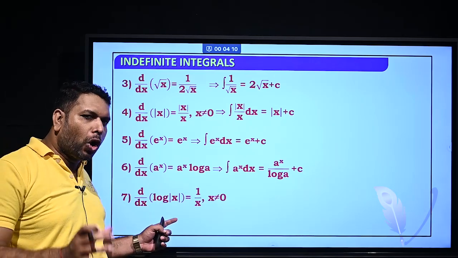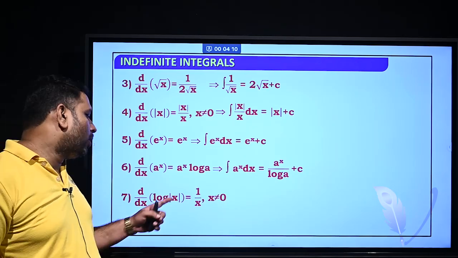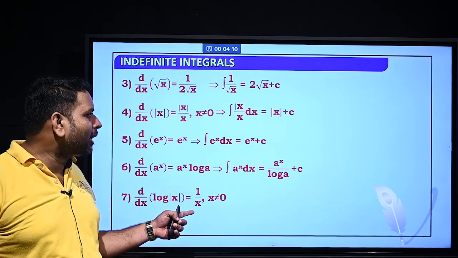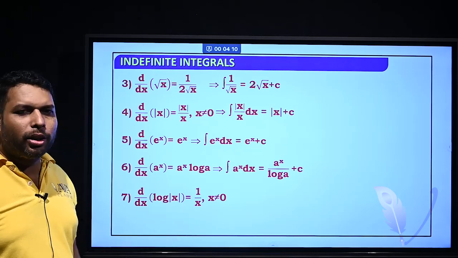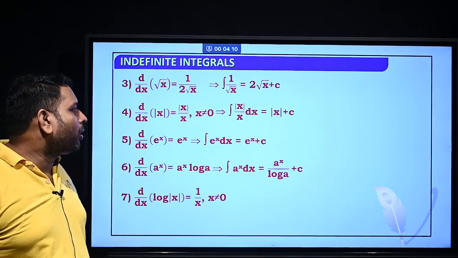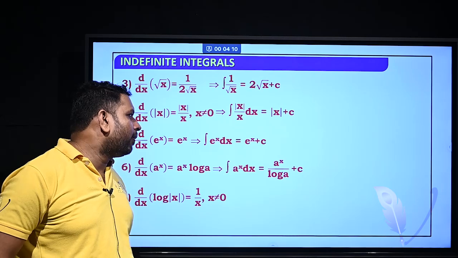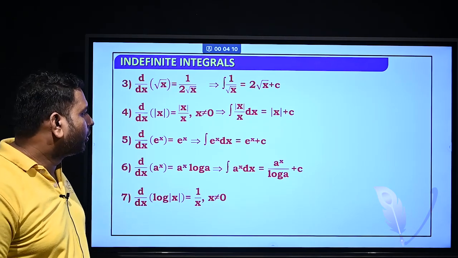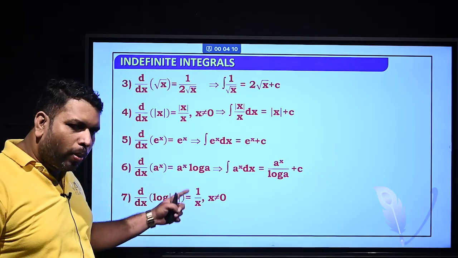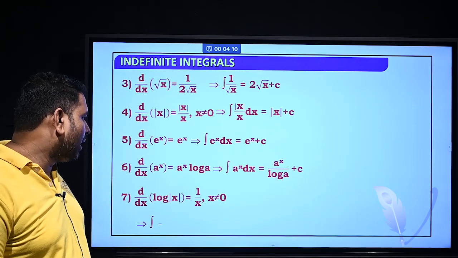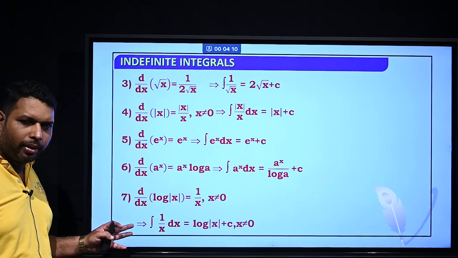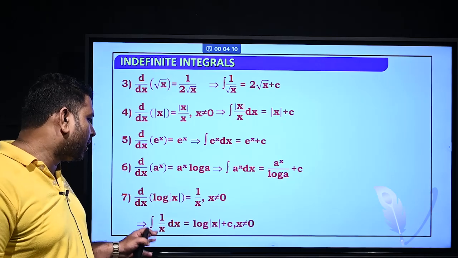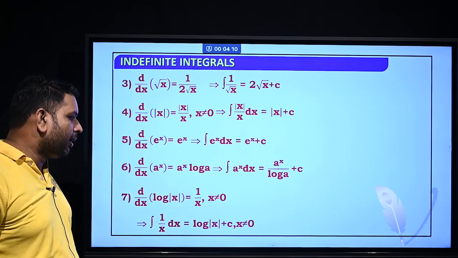Now the derivative of log mod x is 1 by x, because integration of 1 by x, x not equal to 0. Since x is not equal to 0, x may be positive or negative. If x is positive, mod x is x. If x is negative, then also, you see, integration of 1 by x dx is log mod x. The derivative of log mod x is only 1 by x, so integration of 1 by x dx is log mod x plus c.